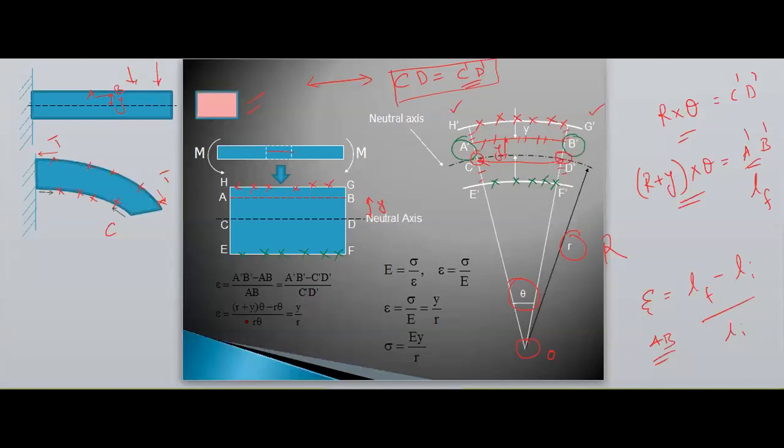Now substituting the values, R plus Y into theta is A dash B dash, minus R into theta, by R into theta. Therefore, I will get strain in the fiber AB. The strain in the fiber AB is equal to Y by R. It may be a capital R or small r. In the textbooks, we are considering a capital R.